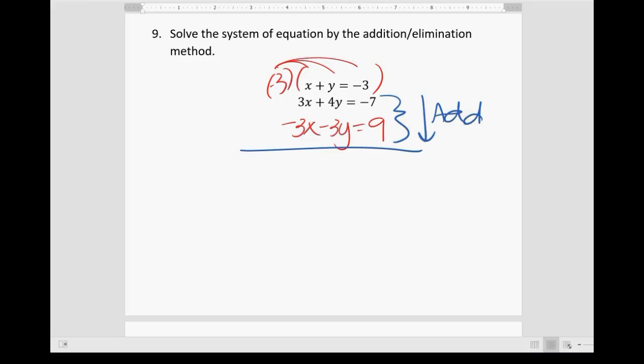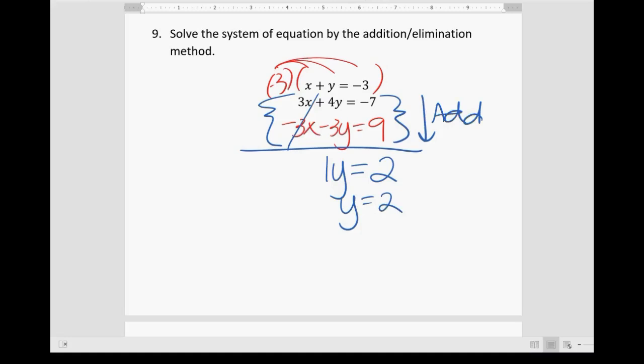You could be doing it at home and say, I want my y's to go away first. In order to do that for this problem, you would multiply the top one by negative 4, and the y's would go away. So when I add here, 3x plus negative 3x is 0x. 4y plus negative 3y is the same thing as 4 minus 3, which is 1y. And then negative 7 plus 9 is positive 2. So 1y is the same thing as y, so y equals 2.